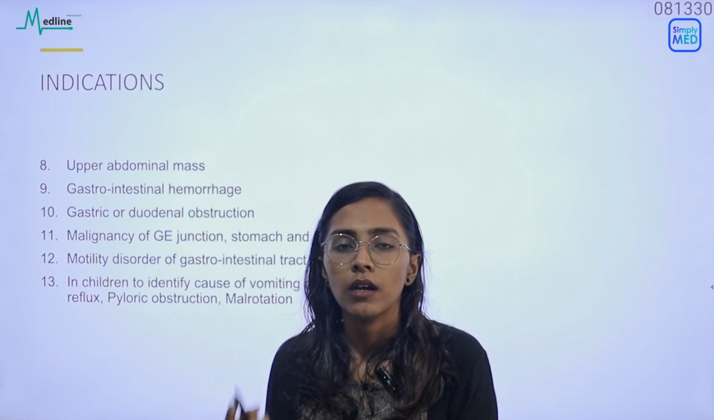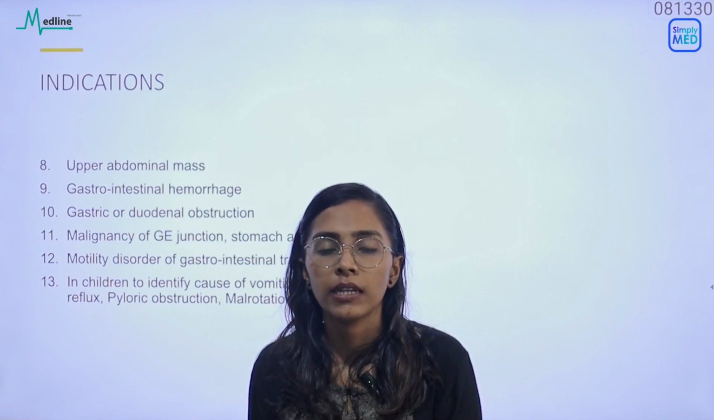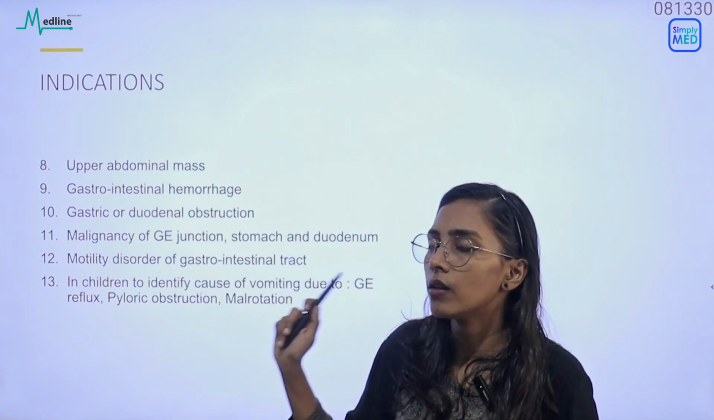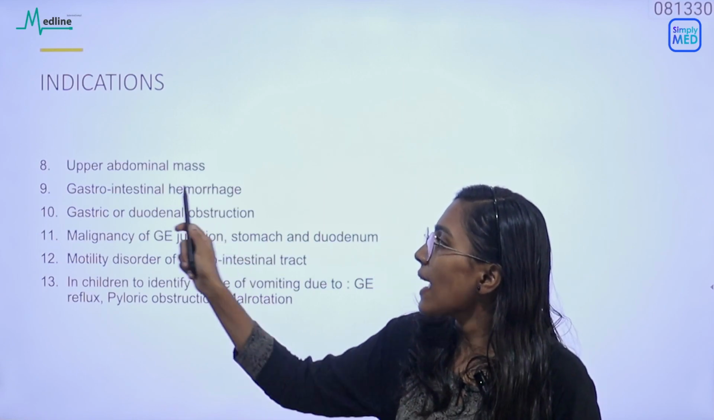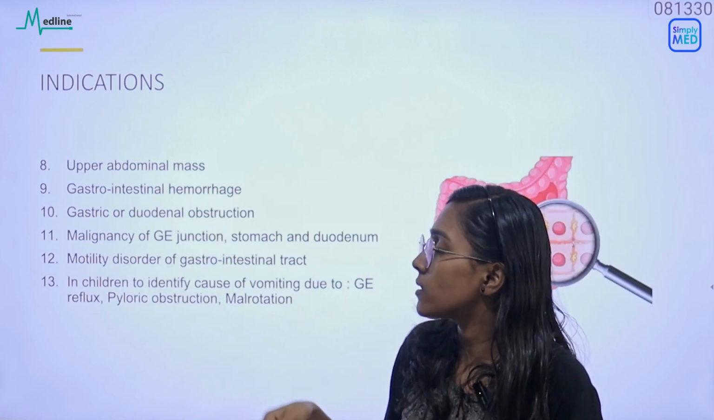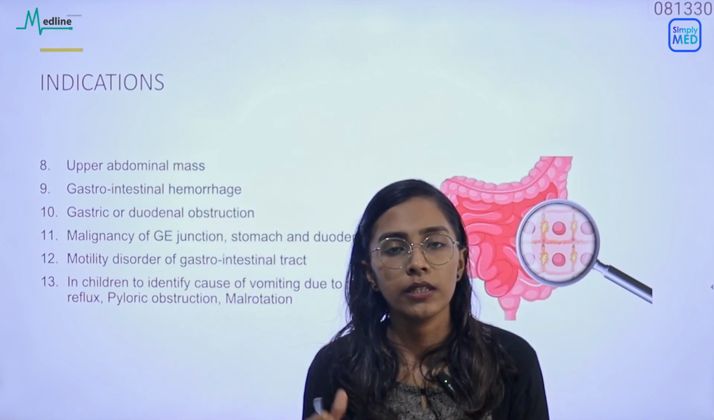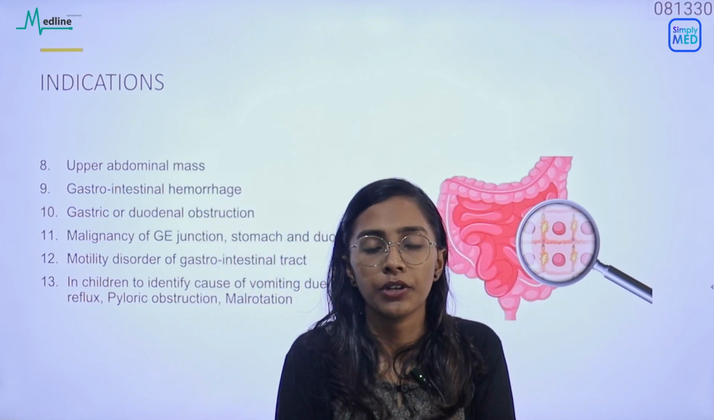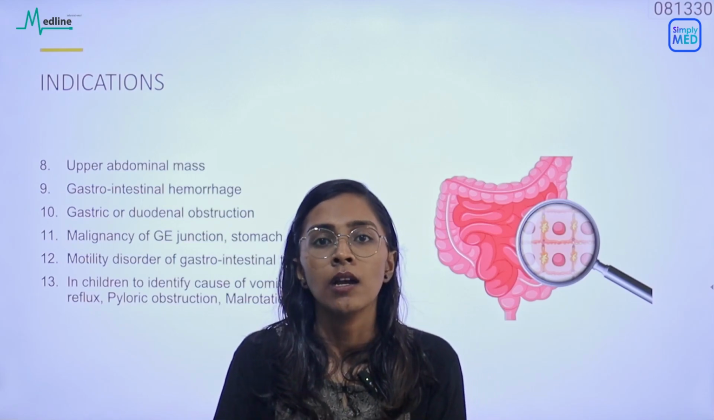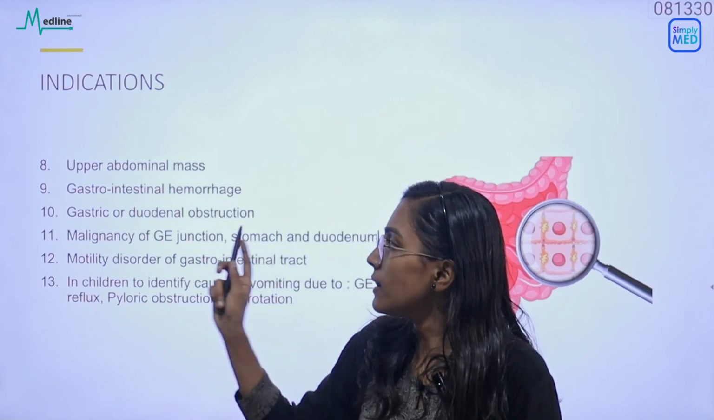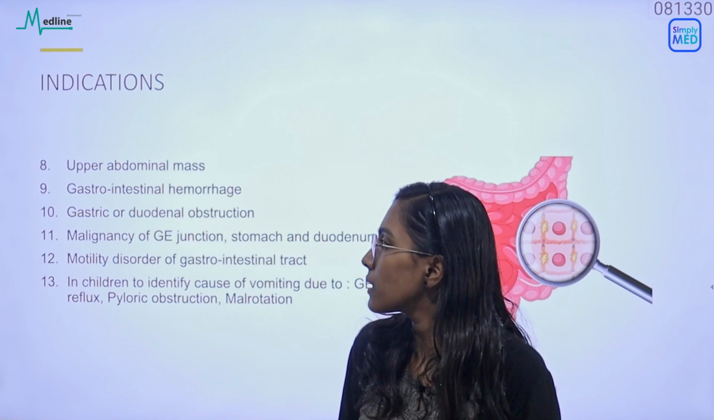And some other indications are upper abdominal mass. If we are suspecting some benign or malignant lesions, then also we can do a barium meal study. Then gastrointestinal hemorrhage. Suppose there is some internal bleeding occurring from the gastric or intestinal tract, then in that case also we can do a barium meal study.